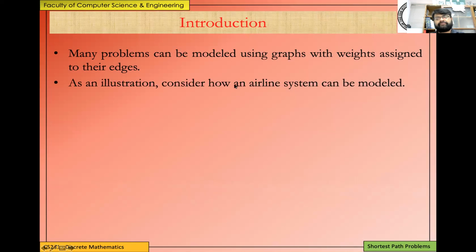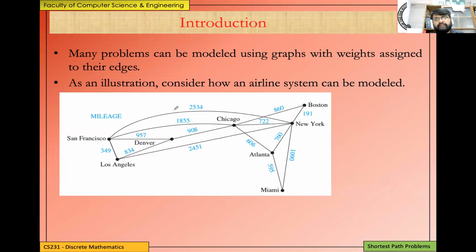As an illustration, let's consider how an airline system can be modeled. I'll use a pen here. For example, if we talk about mileage alone, from San Francisco to New York it takes 2,534 miles to travel directly. So a flight that goes directly from San Francisco to New York will travel 2,534 miles. On the other hand, a flight from San Francisco to Los Angeles, for example, takes 349 miles.